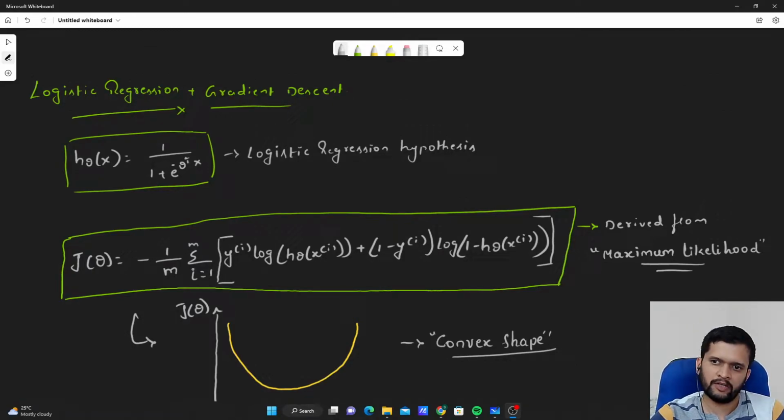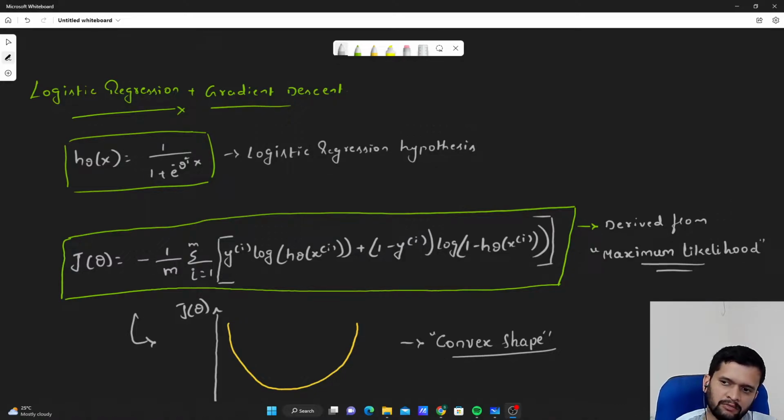In this video, we will talk about how we can apply gradient descent to our logistic regression algorithm. As you already know how gradient descent works, I have already explained it in my earlier videos. It tries to update the parameter values so that we can arrive at the global minimum on the curve of the cost function.